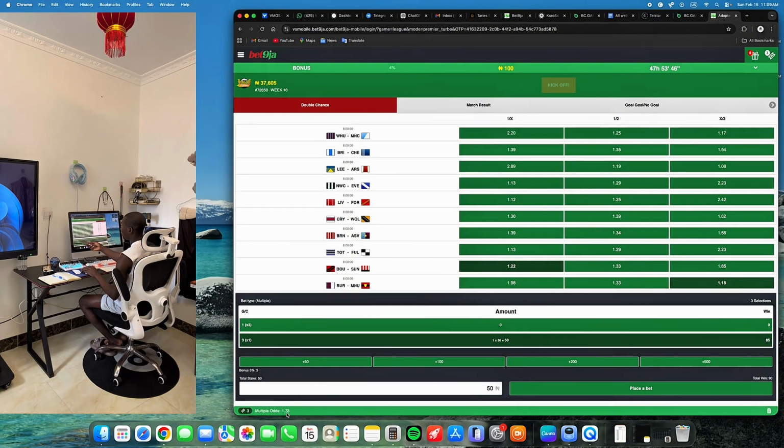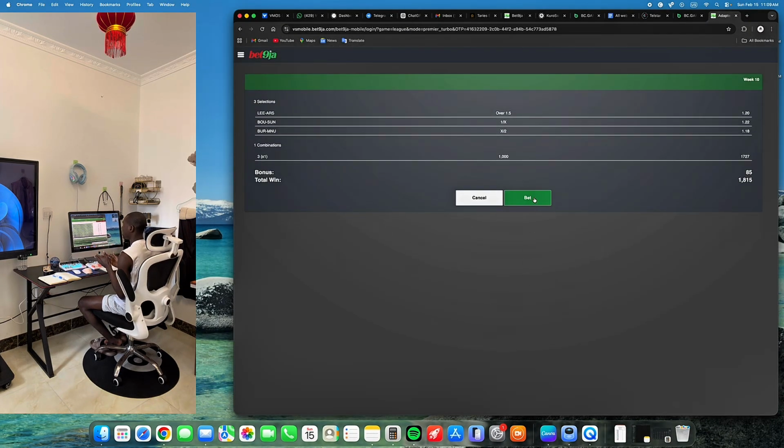So you can see accumulatively we have an odd of 1.73, and I'm going to trade with 1,000. So if all three outcomes that I've predicted win, our cumulative odd is 1.7 something, 1.72. So we are going to make a win of 1,815 naira plus 85 naira bonus. Okay.